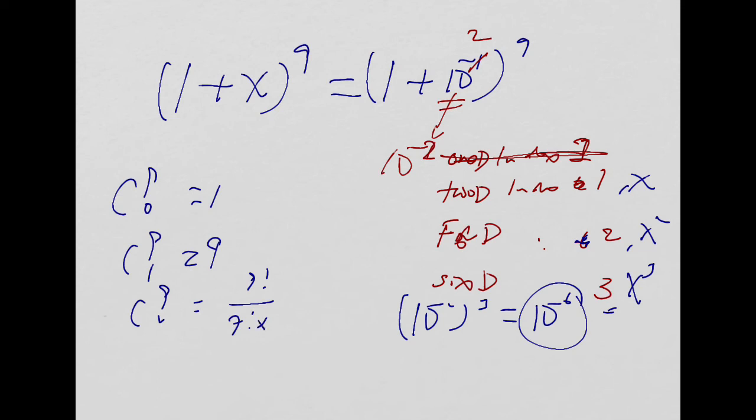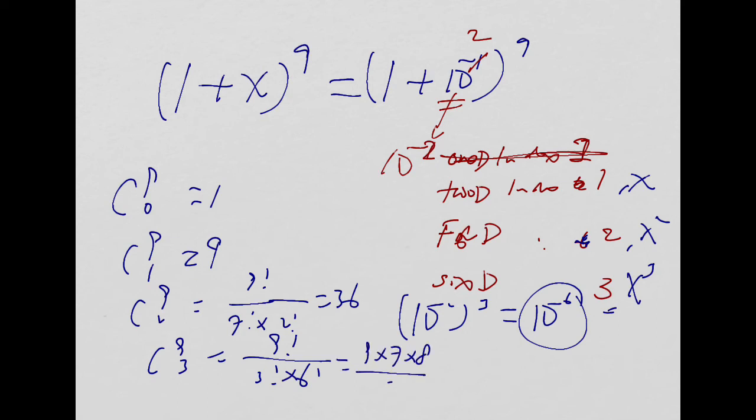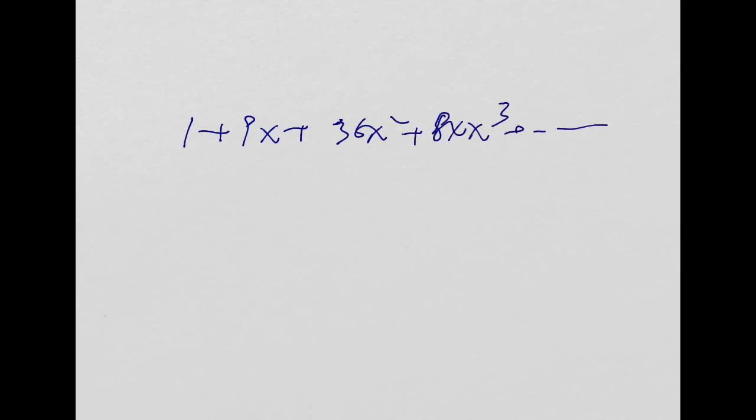I'm very lazy to get calculator, so I'd rather use hand to calculate. So 9 times 8 divided by 2 is 36. C choose 3 is 9 factorial over 6 factorial times 3 factorial. So 9 times 8 times 7, and 3 factorial is 6. This is 3, this is 4. So it is 12 times 7, 84. Okay. So what you get here is 1 plus 9x plus 36x squared plus 84x cubed, dot, dot, dot.